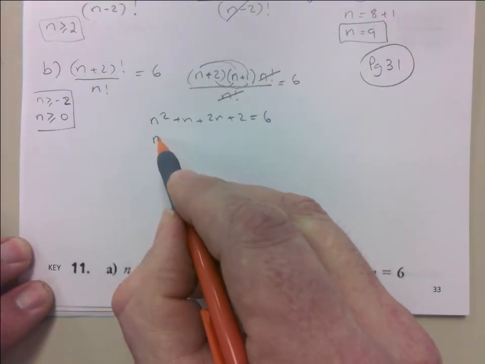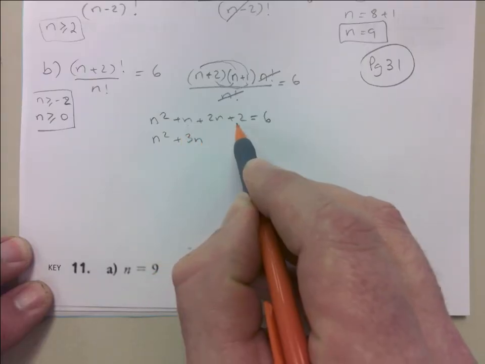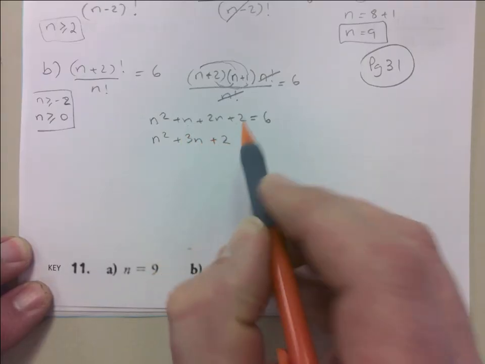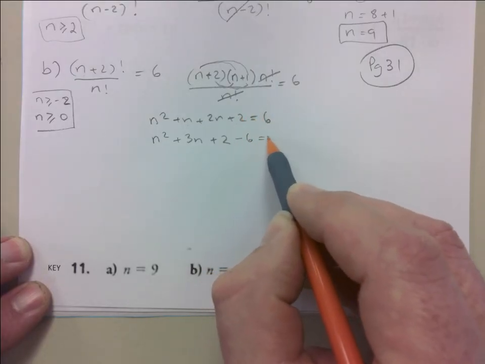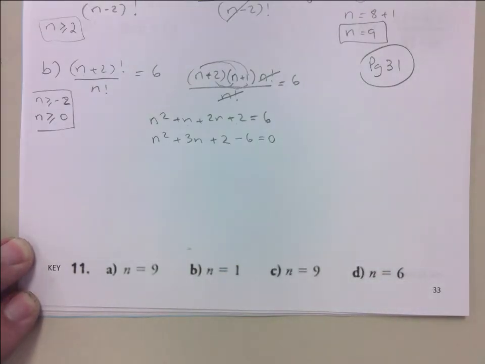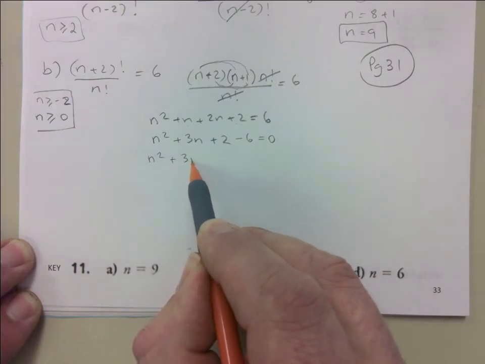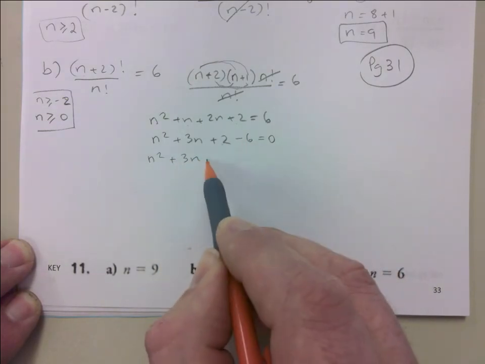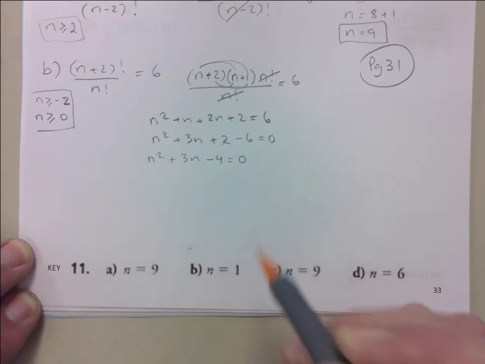Now we combine. n squared, n and 2n is 3n. The 2 is just there. I will already bring the 6 over, subtracting, so that I have 0 left on the other side. Now you have n squared plus 3n. What's 2 minus 6? Negative 4, right? Is equal to 0.